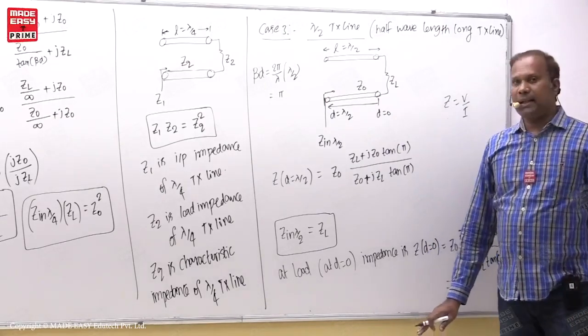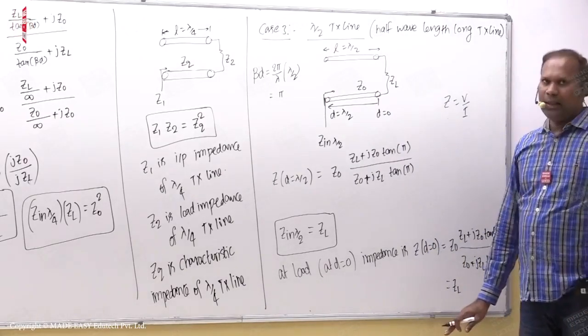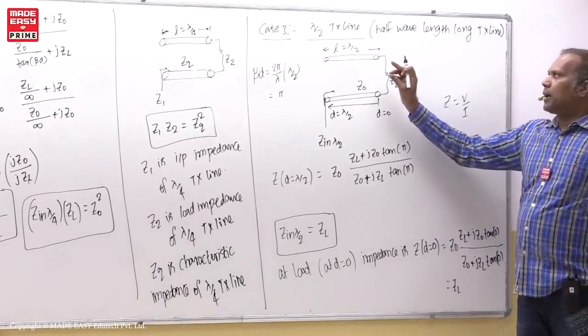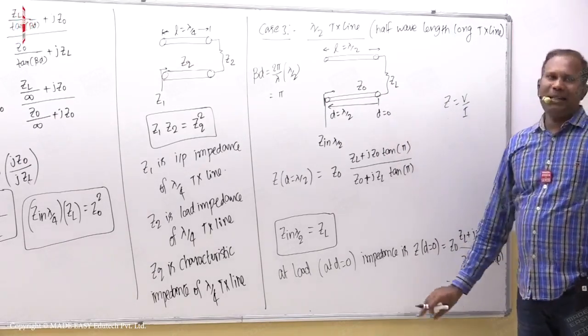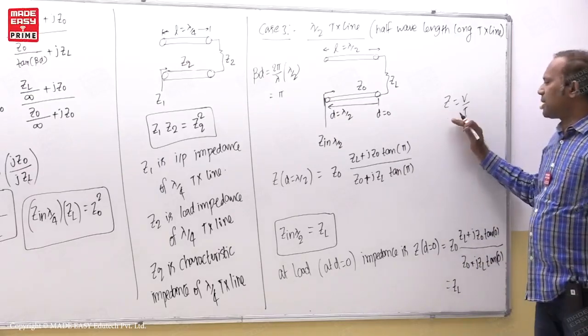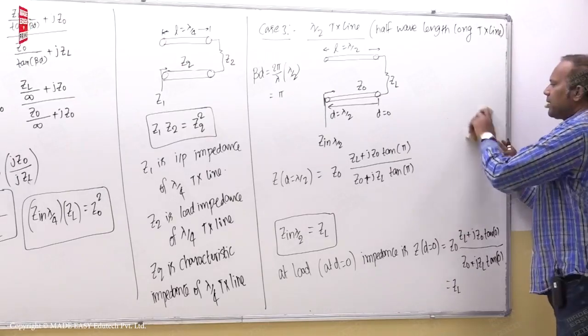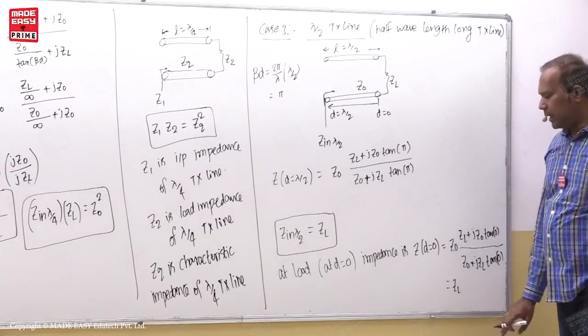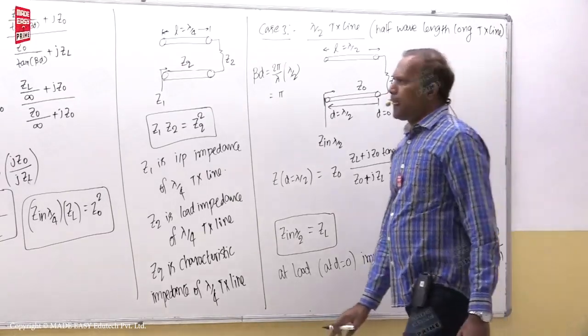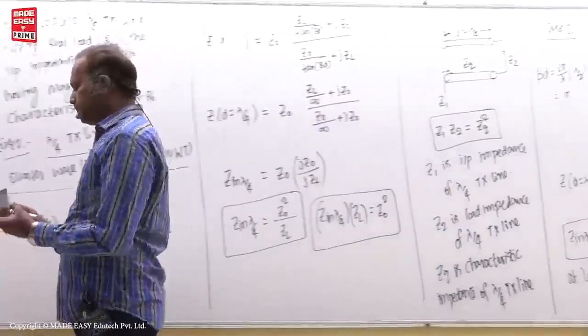If you find these, then there is no need to analyze the remaining length of the transmission line. That is why the Smith chart is drawn for lambda by 2 length only. So a lambda by 2 long transmission line behaves like an impedance repeater, otherwise all parameters repeat actually. That is why the Smith chart is drawn for lambda by 2 length, dear students. So I will write that point here.